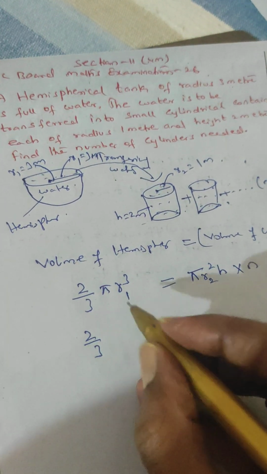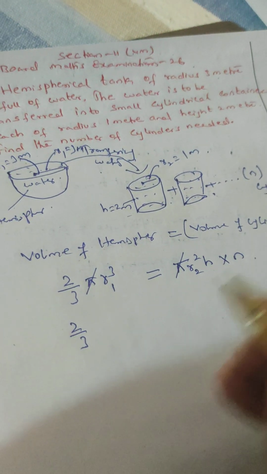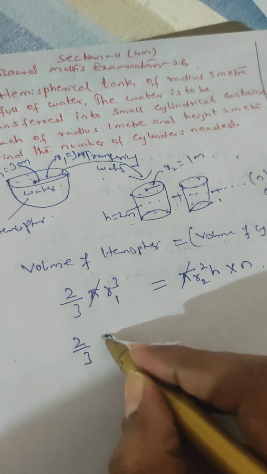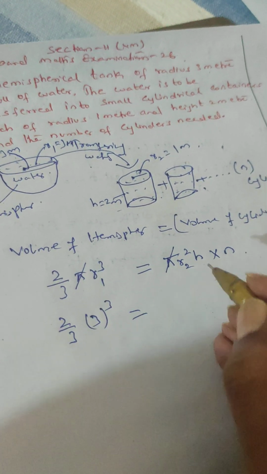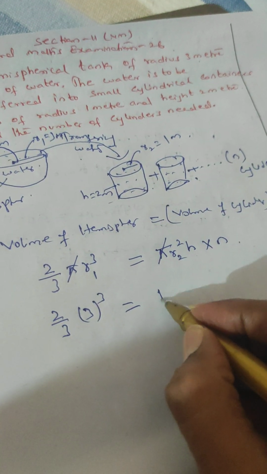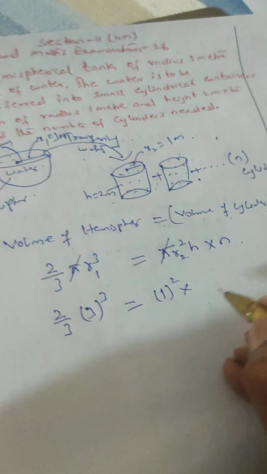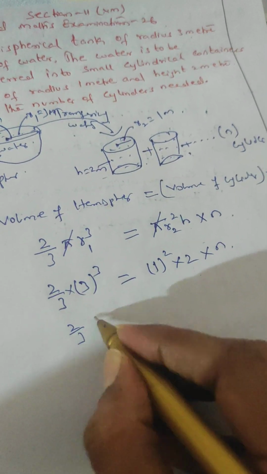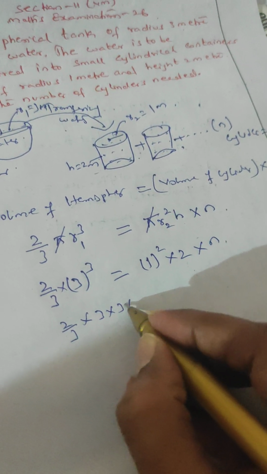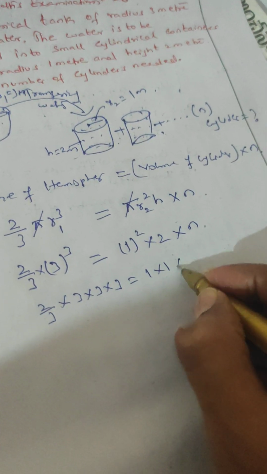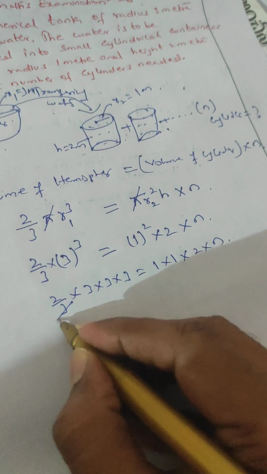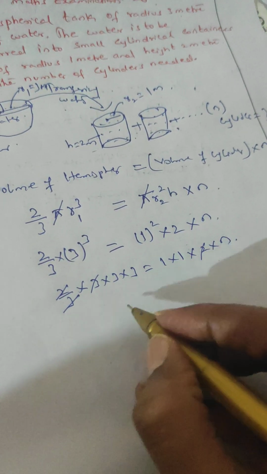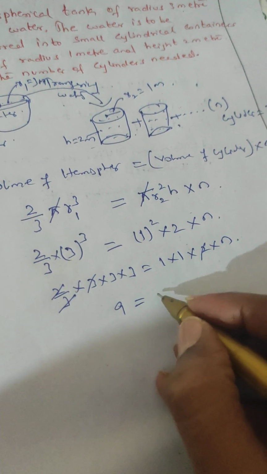So 2 by 3 we write as it is. This pi and this pi cancel, and you remain with 2 by 3 into r1 cube. The value of r1 is 3, so in place of r1 I write 3, and cube as it is, equals r2 from the cylinder, that is 1 whole square, into the height of the cylinder, 2 meters, into n. Now 2 by 3 into 3 cube means 3 into 3 into 3, and 1 square is 1 into 1, into 2 into n. 3 gets cancelled. This 2 and this 2 get cancelled. You remain with 3 threes are 9 equals 1 into 1 into n, which is n.